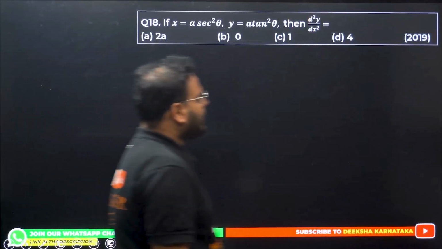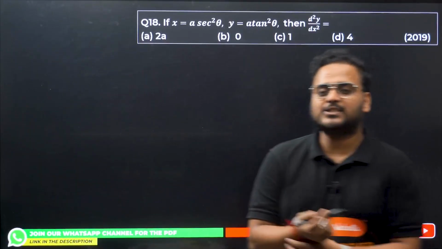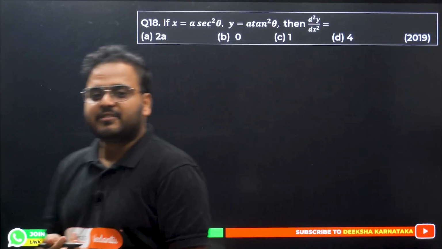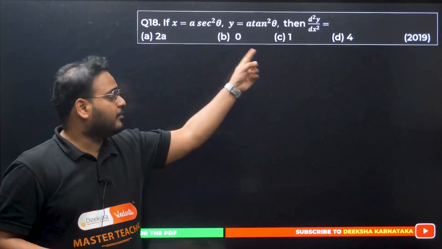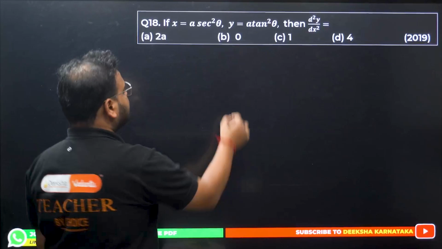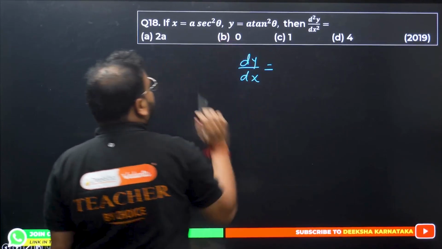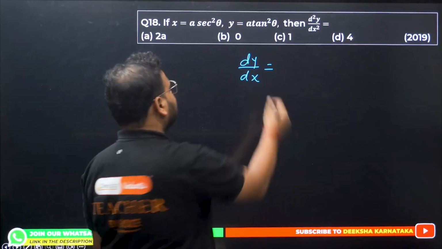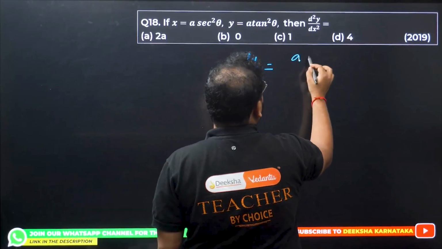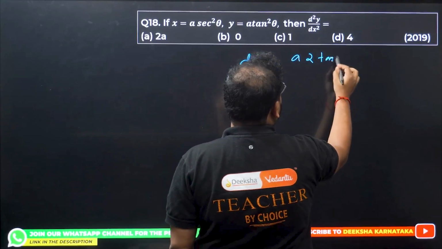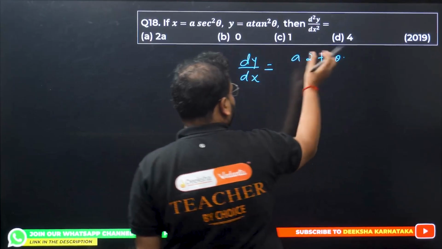If x equals a sec square theta, y equals a tan square theta, what is the second derivative of y with respect to x? Let's do that. Difficult? Of course not. We'll have the parametric form. Differentiate y with respect to theta. What do we get? A times 2 tan theta.